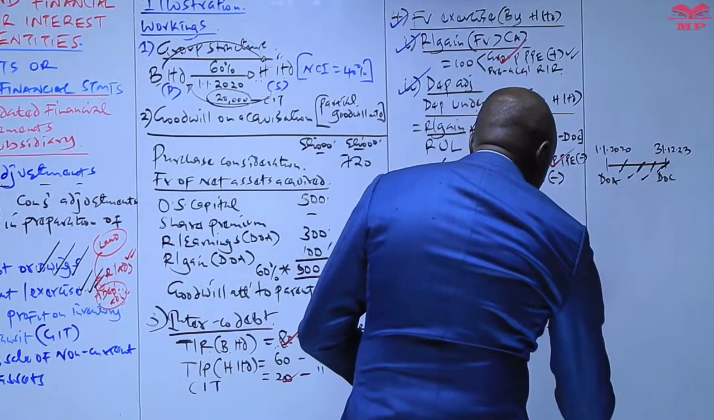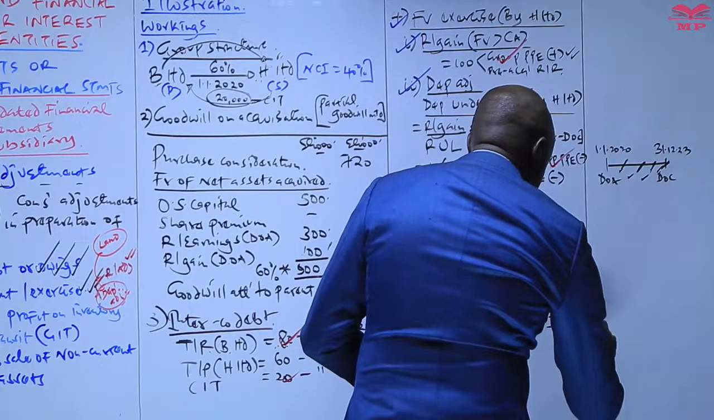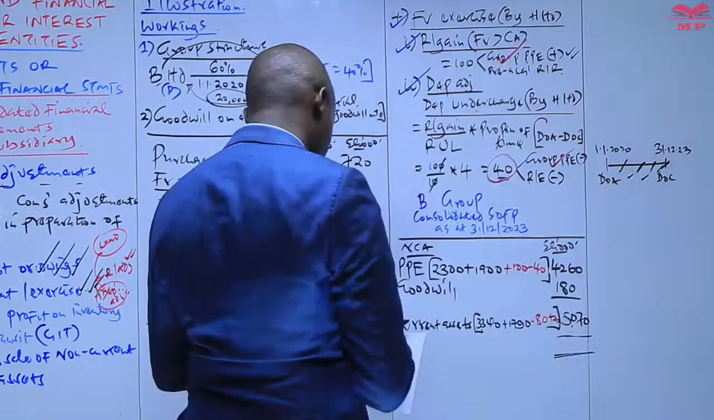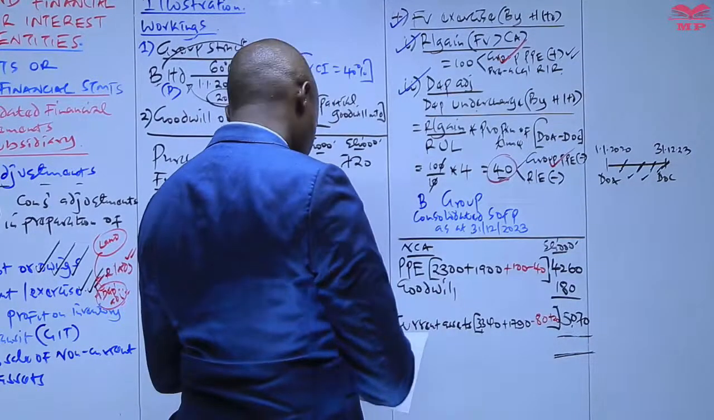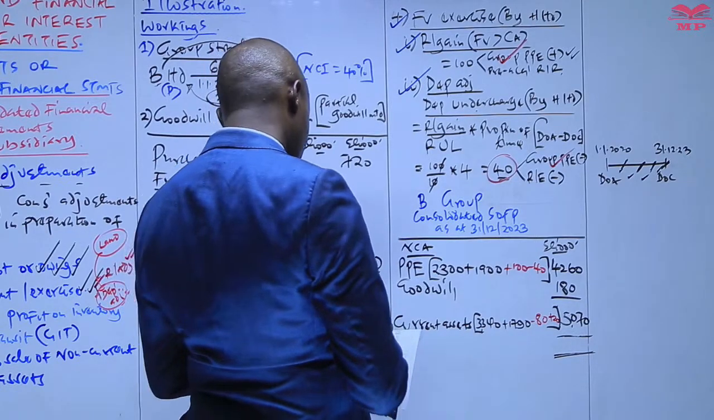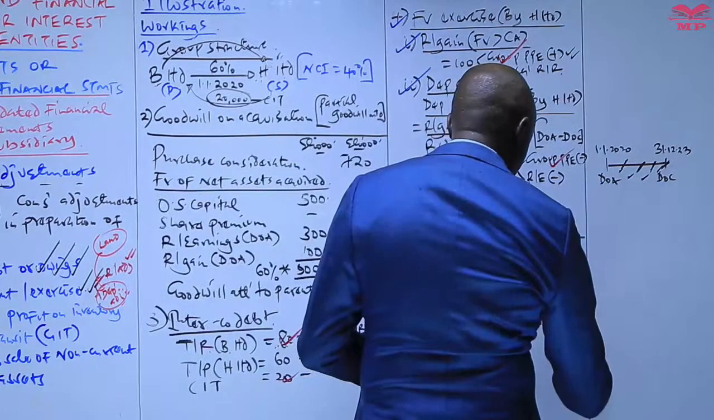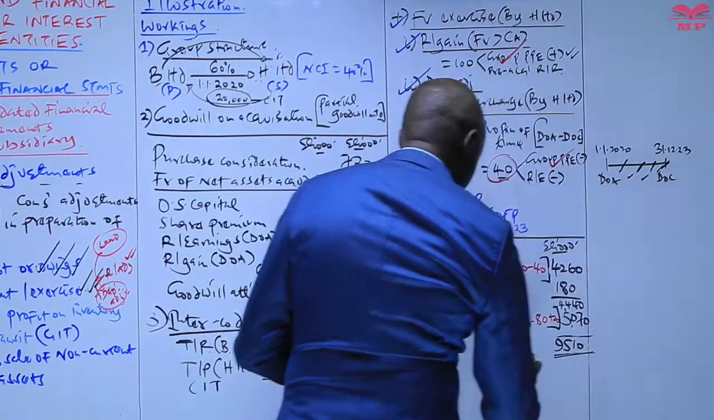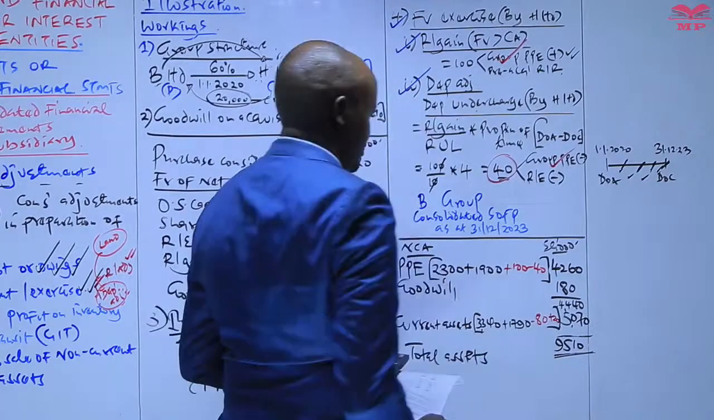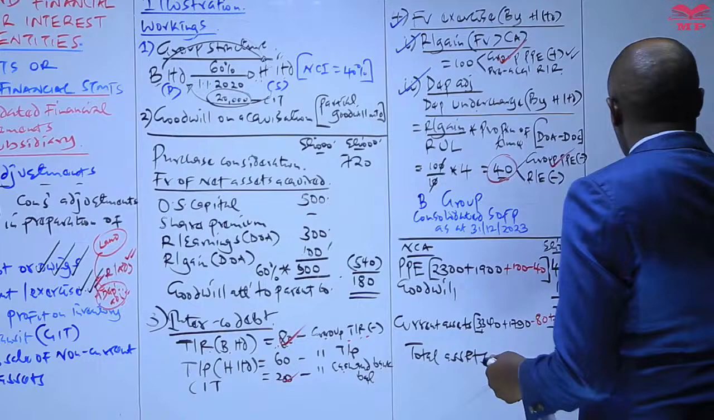That will give us 5070. And then let's get the total non-current asset. We have 4260 plus 180, which is now the goodwill, which will give us 4440. And then 10, and these are total assets. So then from there we proceed.